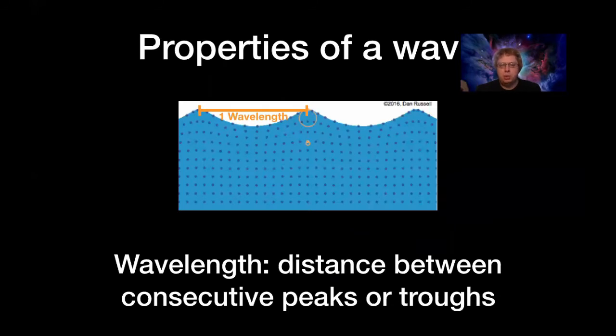Another property of a wave is called wavelength. And this is pretty straightforward to measure. It's just the distance between two consecutive peaks or troughs in the wave. So we can just take a ruler, for example, and measure that for this wave in water here.